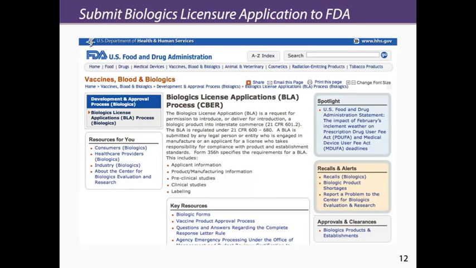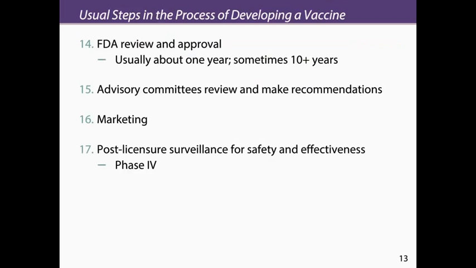This is just a copy of the FDA website documenting the steps that you have to go through to apply. The FDA takes up to a year for the initial review, but if they have questions and it goes back, and they sometimes insist upon additional studies, saying you're not ready yet, you have to do this or that, it sometimes has taken 10 or more years, like for varicella vaccine, to be developed.